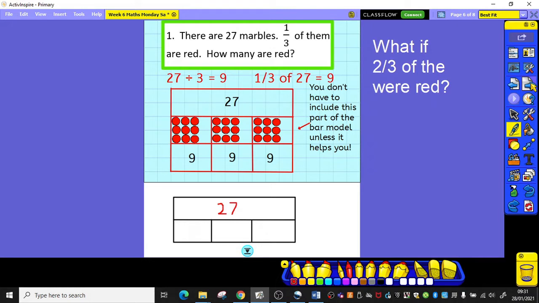Well, hopefully from Friday, the key part that I hope you can remember is that if I'm finding 1/3 of something, then I am dividing by 3. I've got 27 marbles, therefore my calculation is 27 divided by 3. Now, I don't have to draw a bar model, but for lots of us, as this is only the second time of finding fractions of amounts, you still might find this very useful to do.